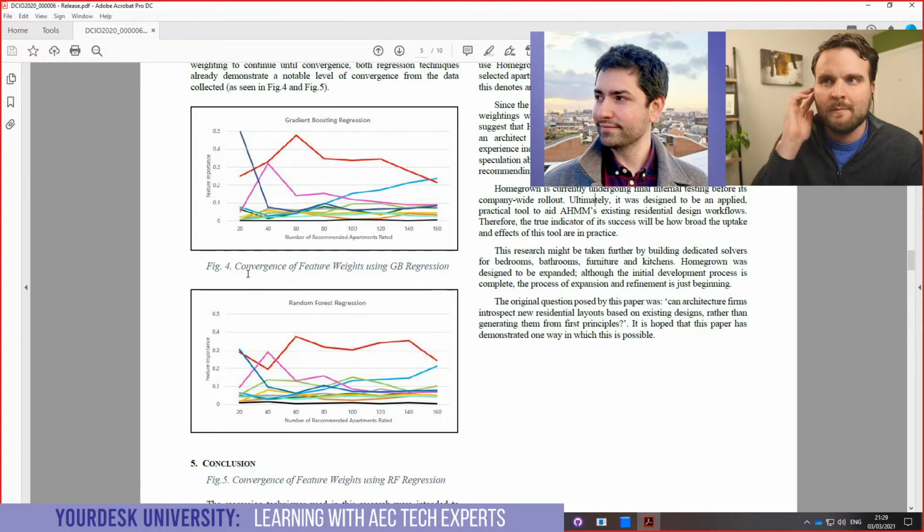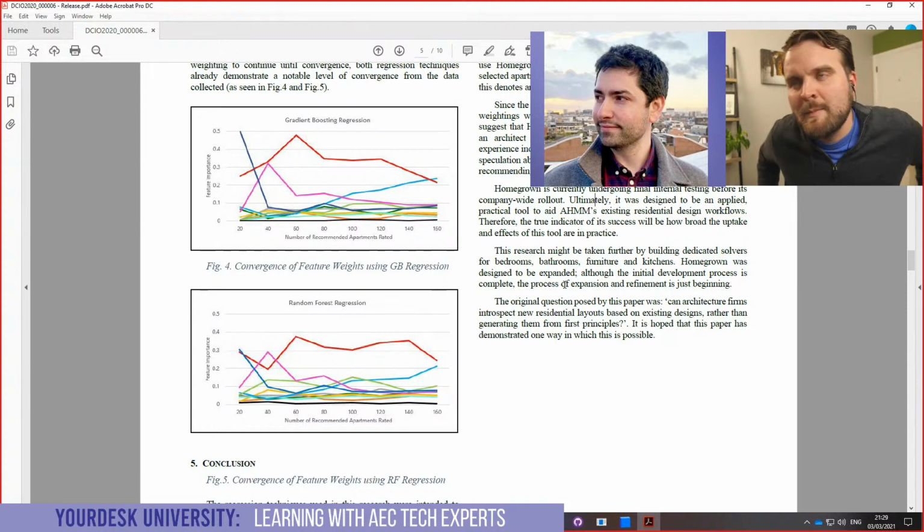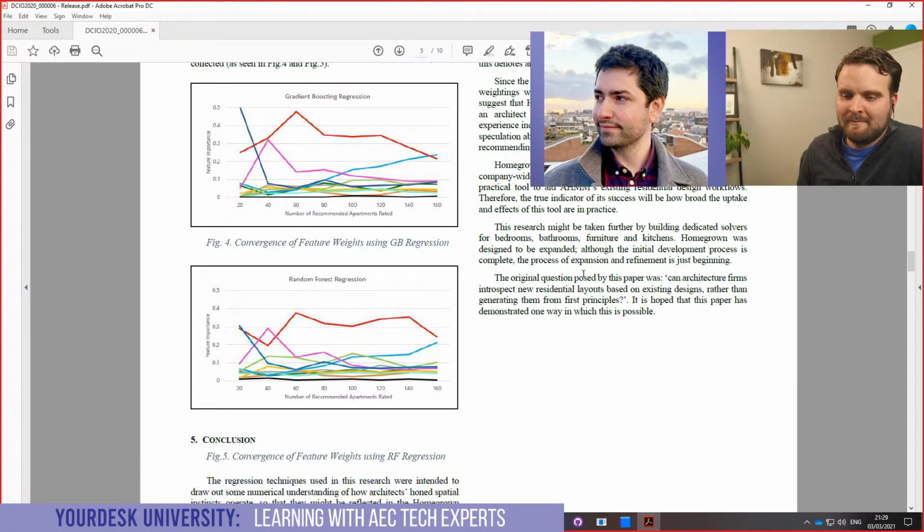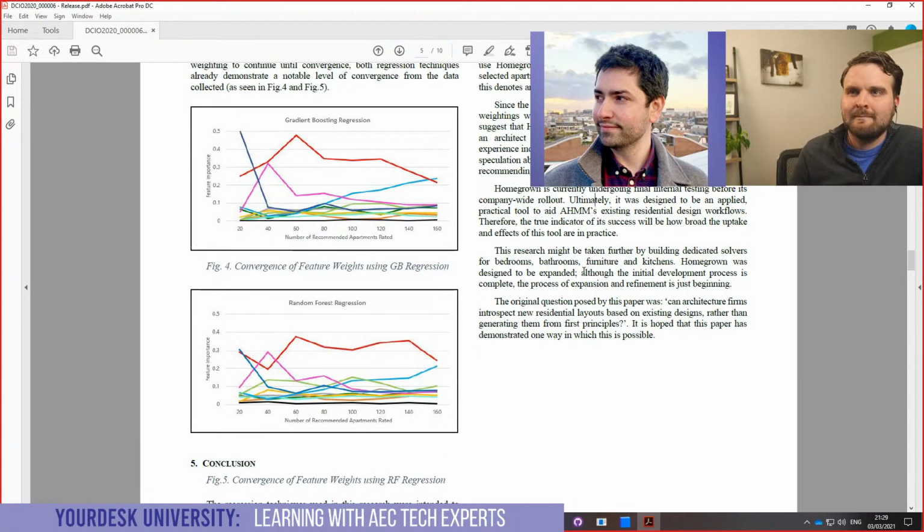On the bottom here, as I increase the number of apartments in the training data, we can see the lines begin to converge, and red and blue shoot up to being the most important with both regression techniques, and the others settle amongst themselves. The feature weights definitely correlated with what we thought were the right weightings given professional experience. So I'm pretty happy that it's worked out, and that means it should now be able to recommend apartments given all the data as an architect might, at least in theory.